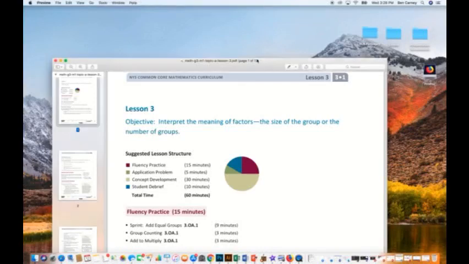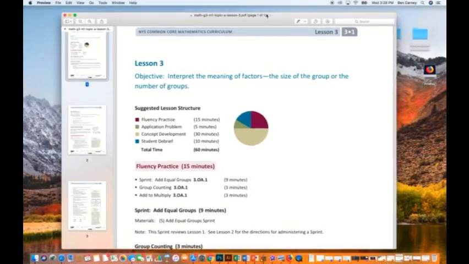So what I've put up here is lesson 3 from module 1, topic A of EngageNY from the 3rd grade math curriculum. And as you can see, the suggested lesson structure here is a 60-minute breakdown, including fluency practice. We've allocated 15 minutes of fluency practice outside of the blended learning model. So the fluency practice would happen with the whole class, and that happens outside of the blended learning model.